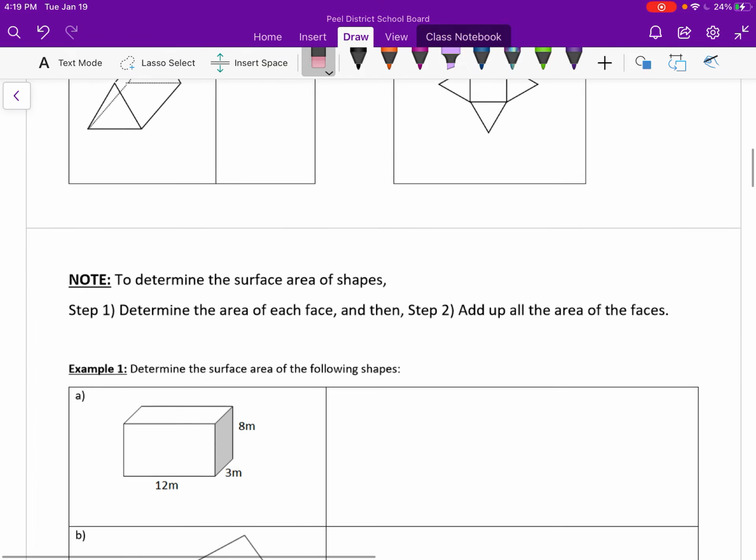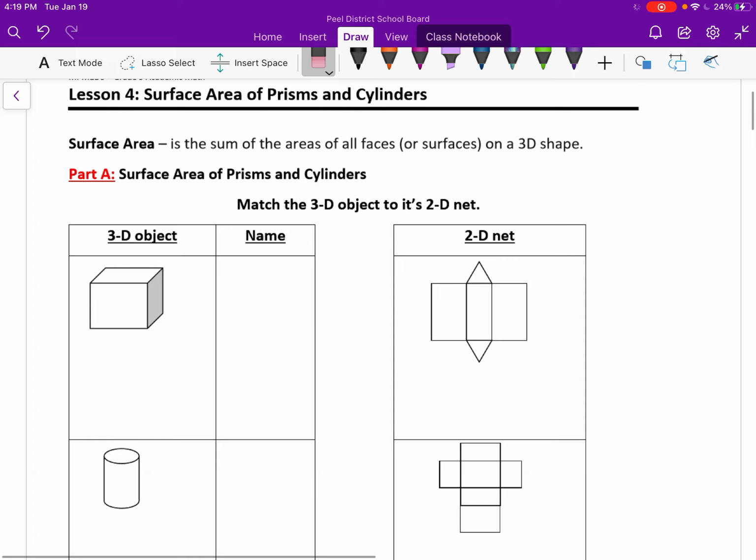So we're going to start off over here, right? And we're going to start off with the beginning of our lesson, which is basically going to cover what the object is and what its 2D net is. So just overall, we're going to start off with what is surface area. So surface area is basically a sum of the area of all faces or surfaces of a 3D shape. So how I like to put this is, if you were going to build this shape, how much stuff would you need to build the shape, right? How much of the stuff would you need? How much area does it take up?